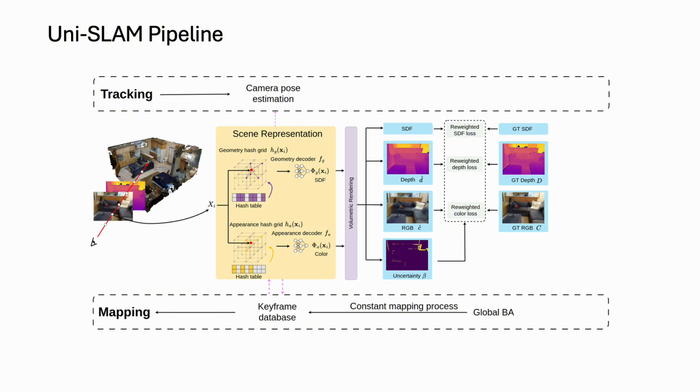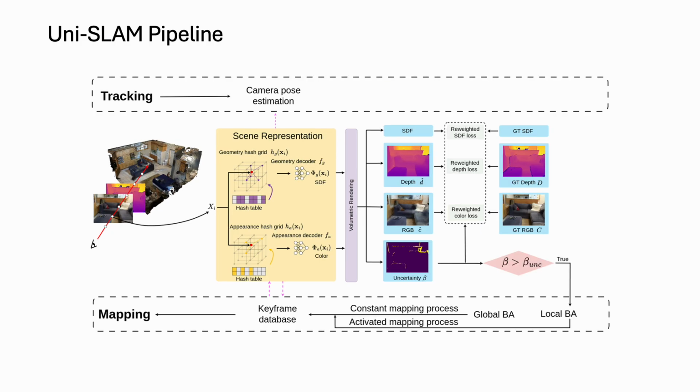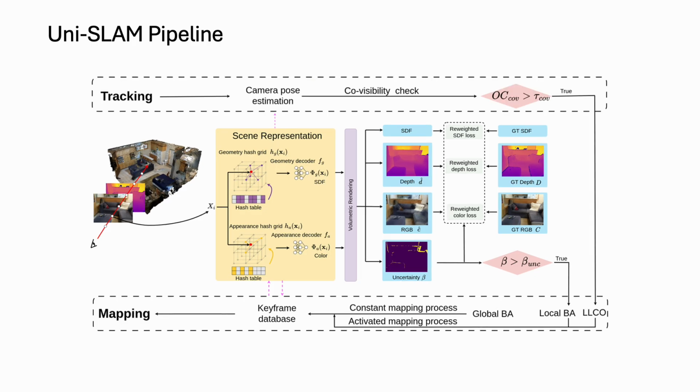However, different camera motion patterns introduce challenges. For example, sequences from a stationary camera and a fast-moving camera provide different levels of information gain between consecutive frames. To address these challenges, we introduce an additional mapping process based on uncertainty estimation, which actively triggers local bundle adjustment to capture valuable local information more effectively. Furthermore, we propose a co-visibility check-based local loop closure, leveraging visual overlap to enhance scene consistency.